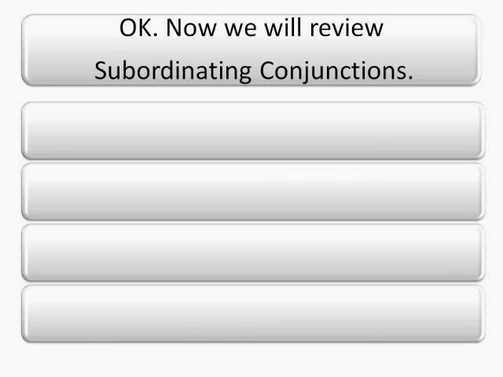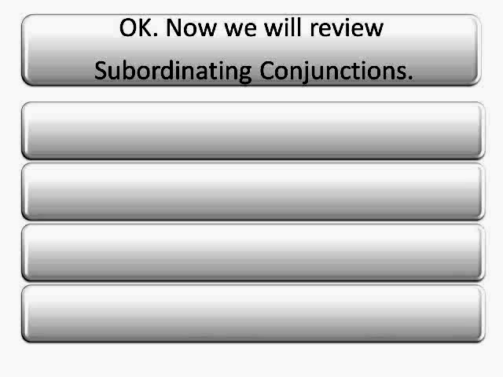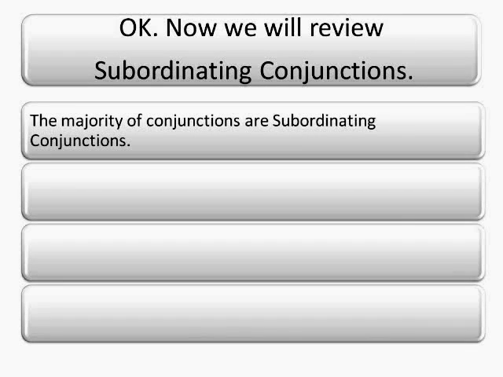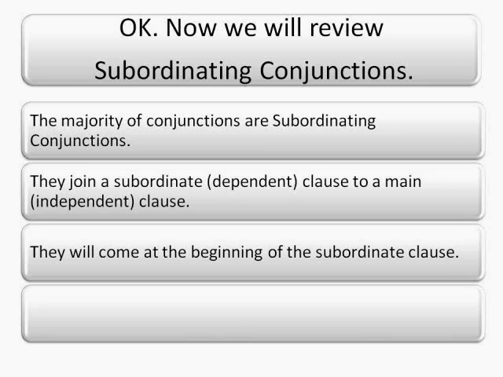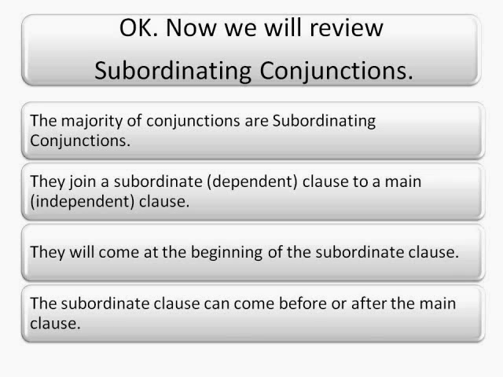Okay, now we will review subordinating conjunctions. The majority of conjunctions are subordinating. They join a subordinate clause to a main clause. They will come at the beginning of the subordinate clause, and the subordinate clause can come before or after the main clause.